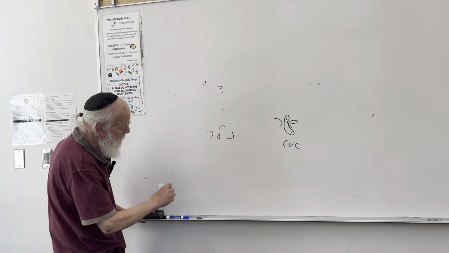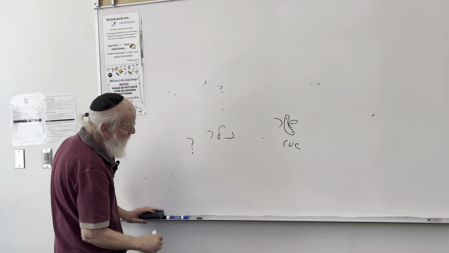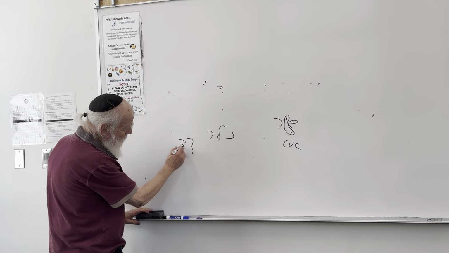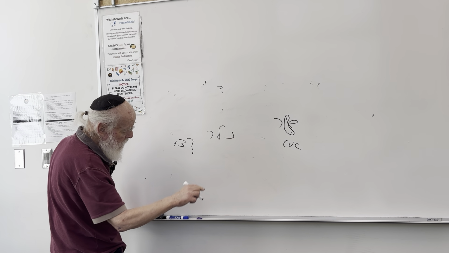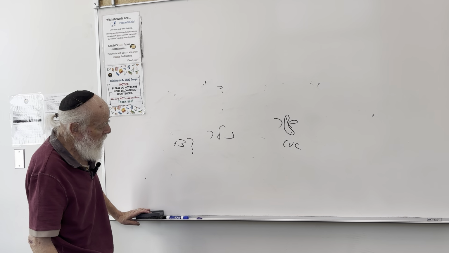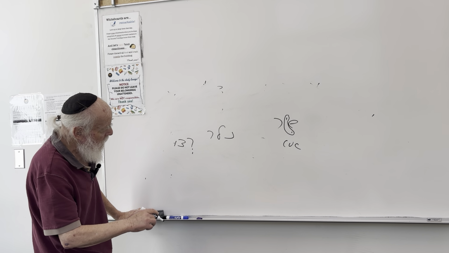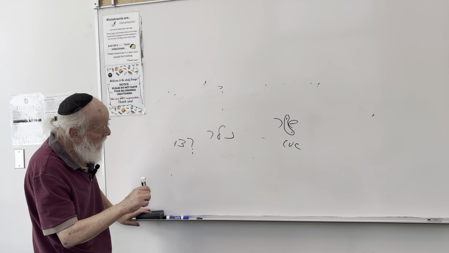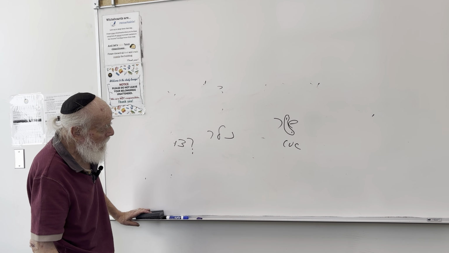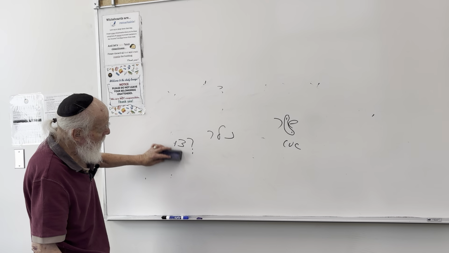The resh can receive a shva, as in the word ritzu, a command which means want something, ritzu. No, the so-called laryngeal letters cannot take the shva. The letter resh and the other letters can. Okay, let's now go on.